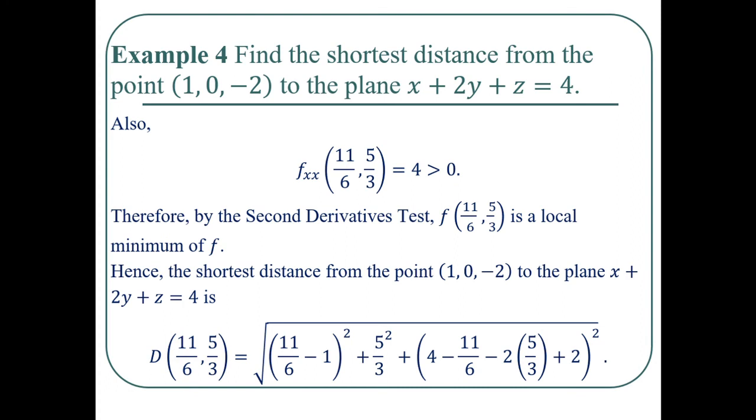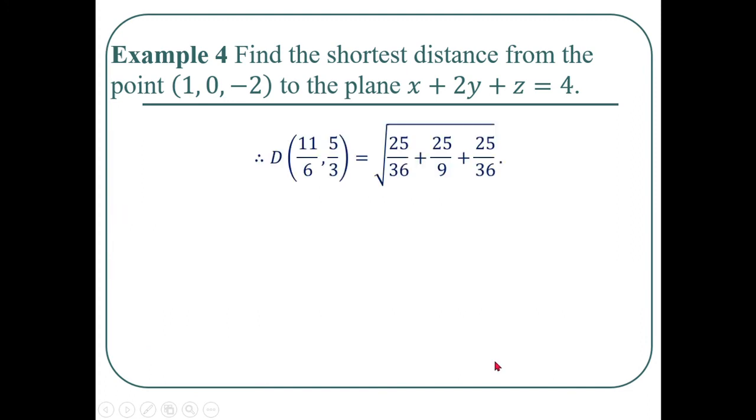d(11/6, 5/3) is equal to the square root of (11/6 minus 1) squared plus (5/3) squared. Here we have (x minus 1) squared, where x is 11/6, plus y squared, which is (5/3) squared, plus this is (4 minus x minus 2y plus 2), that is (4 minus 11/6 minus 2 times 5/3 plus 2) squared. When you simplify it, it will be the square root of 25/36 plus 25/9 plus 25/36.